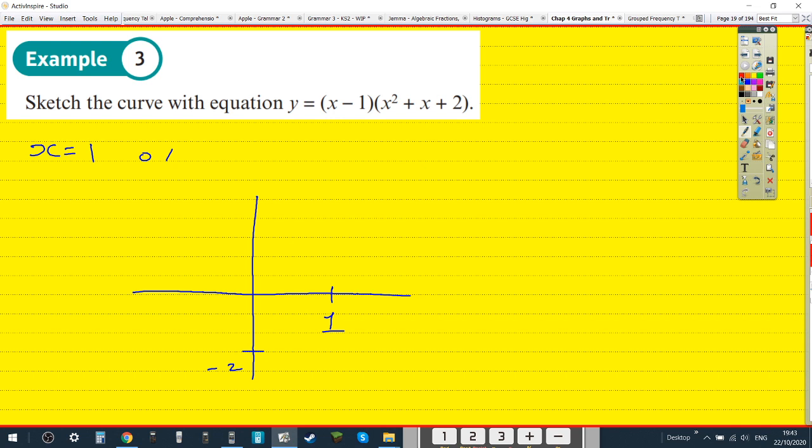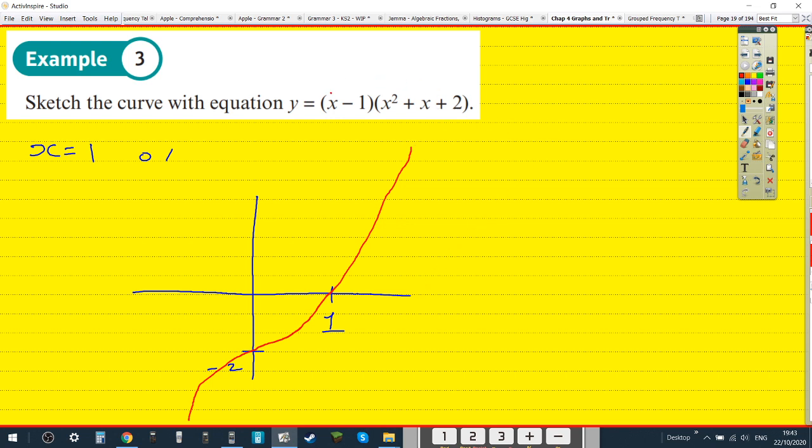And what shape will the graph be? What type of cubic is it? Would it just go up from the y intercept and then bounce off the x? It doesn't bounce because it's not a square bracket. It just goes like that.